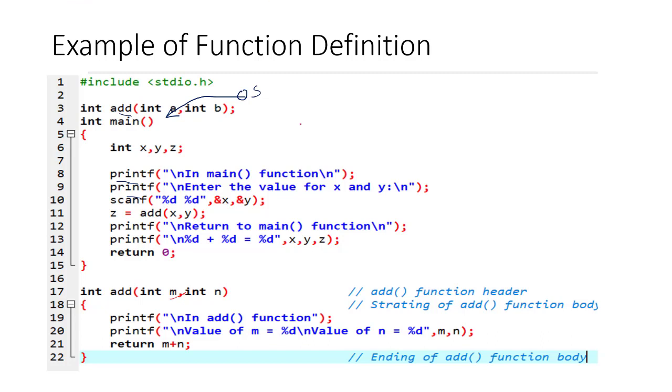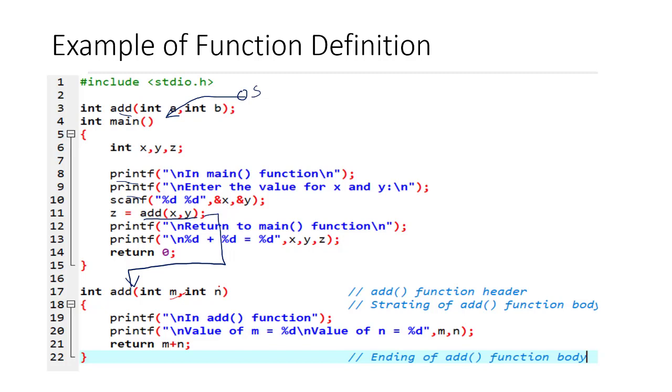Then we are calling the add function with the input arguments x and y, and from this point the context will be switched to the called function, that is the add function. Now what will happen over here? The value of x will be copied into m and the value of y will be copied into n. We already know that m and n are called the formal arguments. So the value of x will be copied into the formal argument m and the value of y will be copied into the formal argument n.